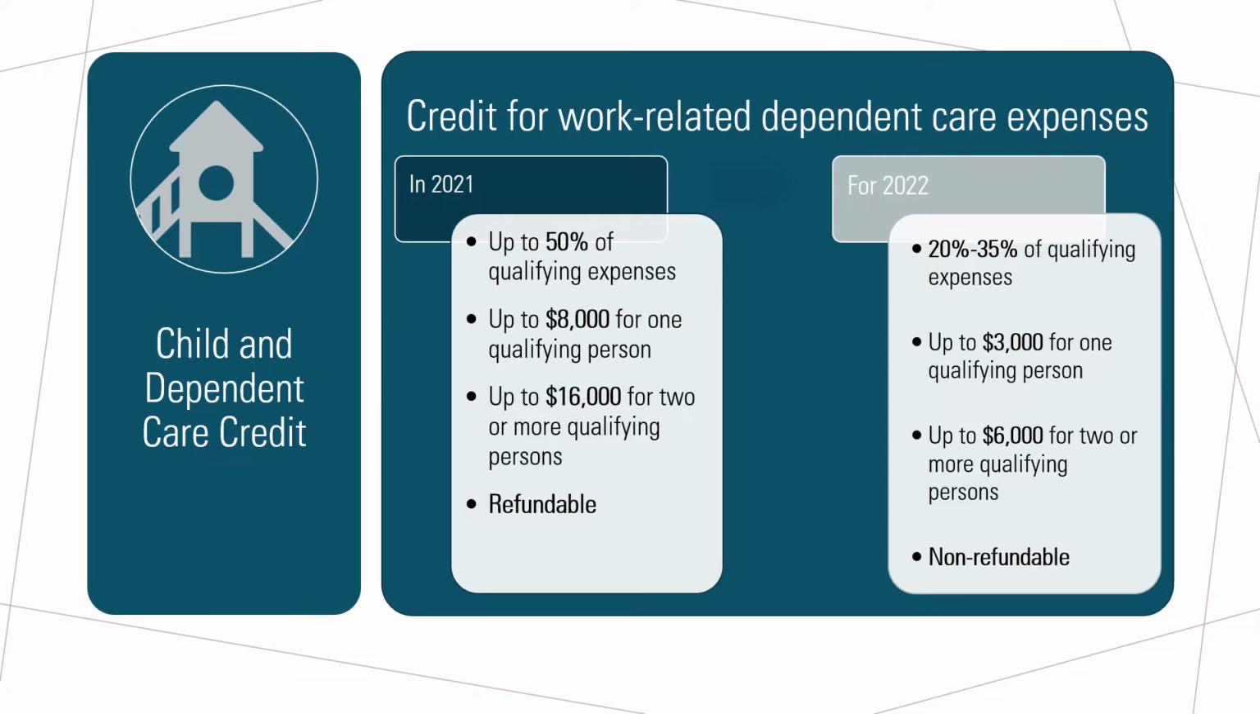Let's begin with the child and dependent care credit. Last year, this was one of the credits that had some fairly significant changes in response to COVID. However, those changes were only temporary and have not been carried forward for the 2022 tax year. We do need to be familiar with last year's benefit, though, in case someone comes in needing a prior year return prepared.